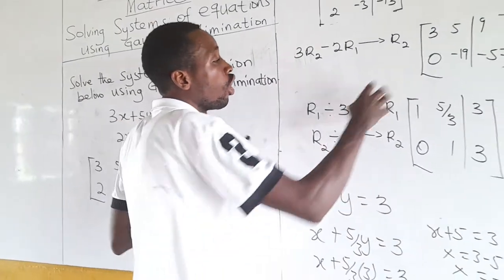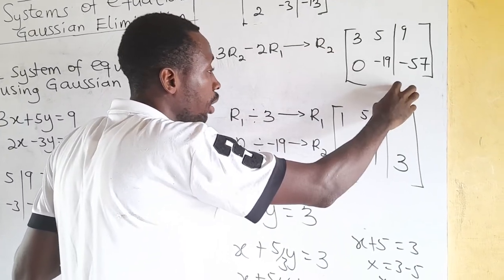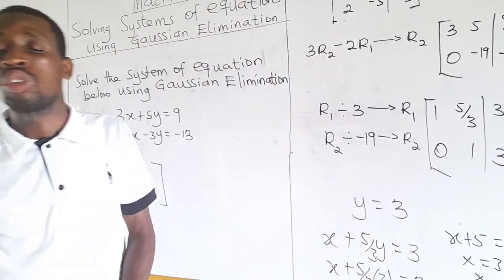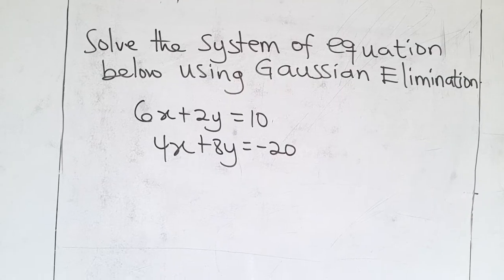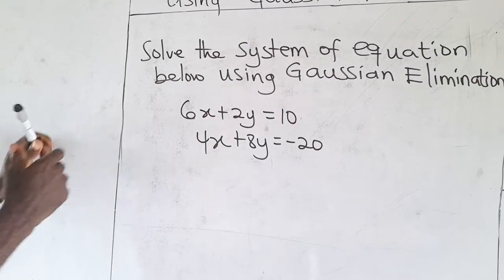So just make all the entries below the principal diagonal 0 and all the entries in the principal diagonal 1. Then you back solve. So let's solve our second example on the two unknowns.